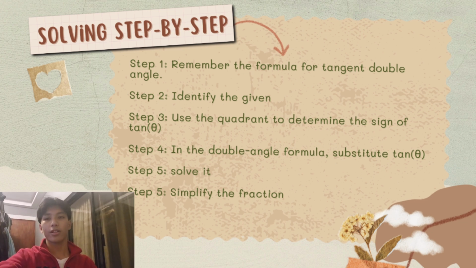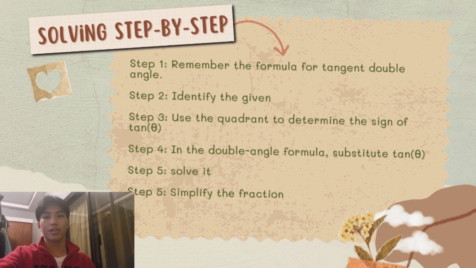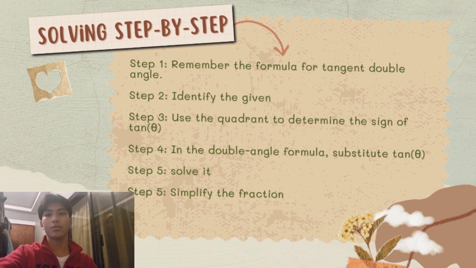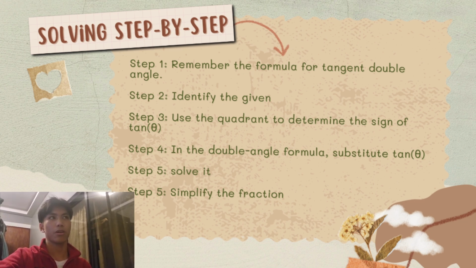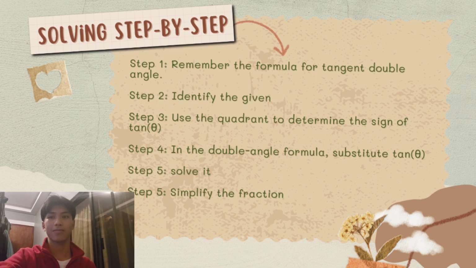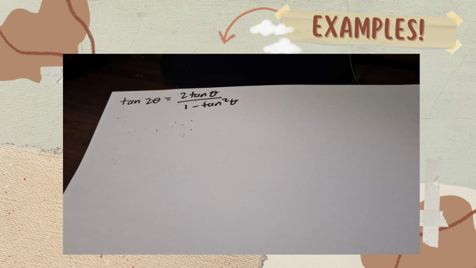Simplifying the fraction is simplifying the fraction. If your final answer is a fraction, see to it that it is in lowest terms. A good example of this would be 3 over 6 as your final answer, and then you reduce that to 1/2. And that's the step-by-step process to solving double angle tangent. Thank you so much.